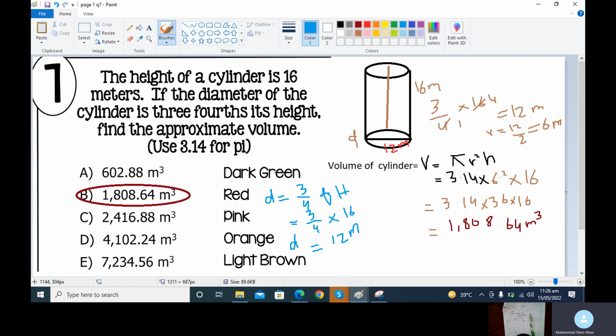Now you have the diameter, but you need to put the value of r here. If you divide the diameter by 2, you will have the value of the radius. So d by 2 is equal to 12 by 2, and 12 by 2 is equal to 6 meters, isn't it? That's how you got the value of 6 meters, and you plug it in the formula to find the volume of the cylinder. So you did d equals 3 divided by 4 times 16.